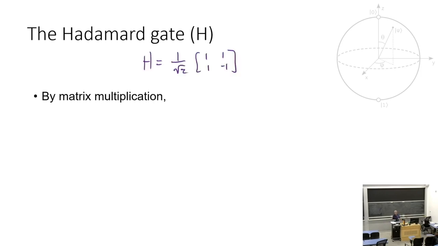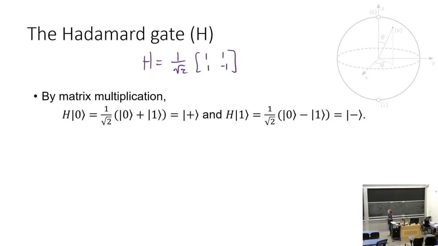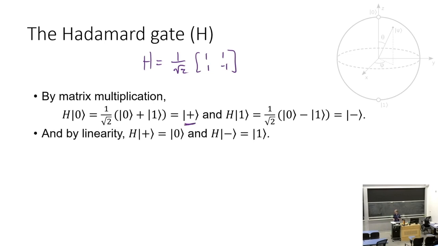So if I use matrix multiplication and apply H to my 0 state, I get 1 over square root of 2 times (0 plus 1), which is exactly my plus state. And if I apply H to my 1 state, I get 1 over square root of 2 times (0 minus 1), which is my minus state. And by linearity, if I apply H to plus, I'll get to 0, and if I apply H to minus, I'll get to 1.